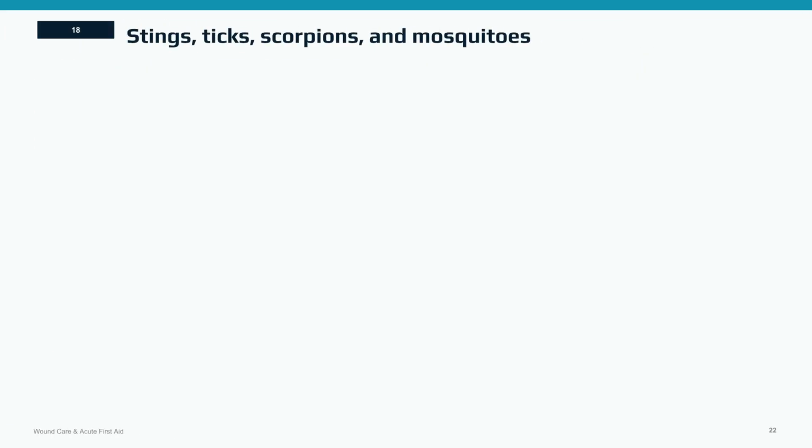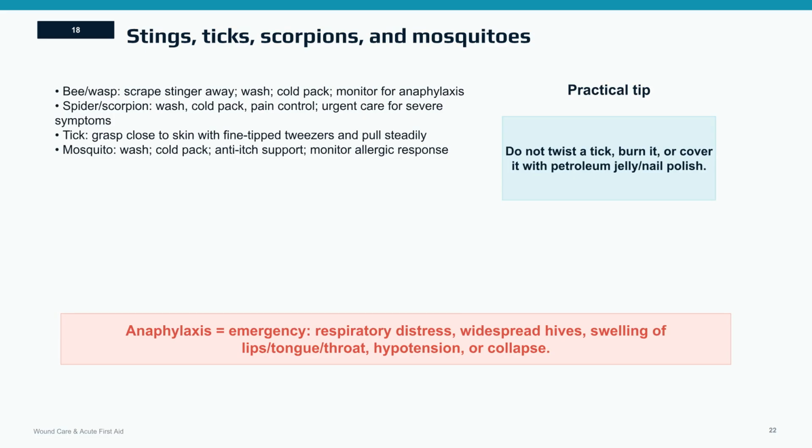For bee or wasp stings, scrape away the stinger and monitor for anaphylaxis. For ticks, grasp close to the skin with tweezers and pull steadily. For all bites and stings, watch for severe symptoms. And remember that anaphylaxis is an emergency that requires immediate intervention.